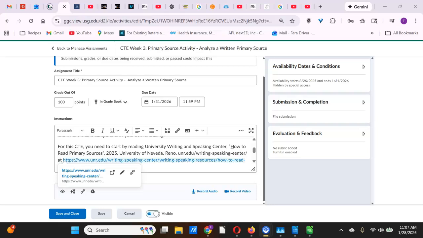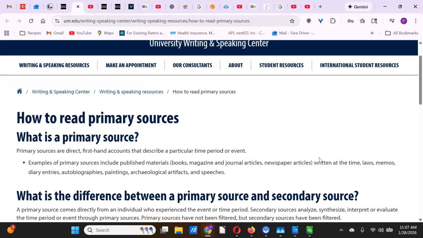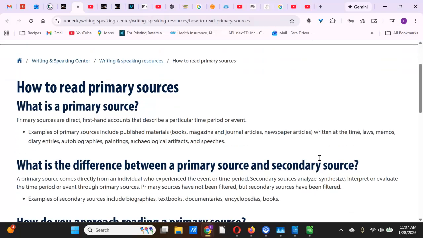You're going to first go to this site, the University Writing and Speaking Center, which is going to explain to you how to read a primary source. So I've already got it up, and we're going to look at it right now. All right. What is a primary source, which you should know already? It is a direct first-hand account that describes a particular time period or event.